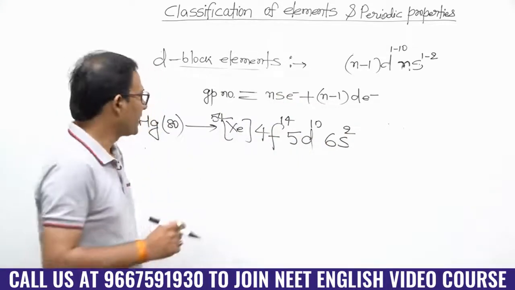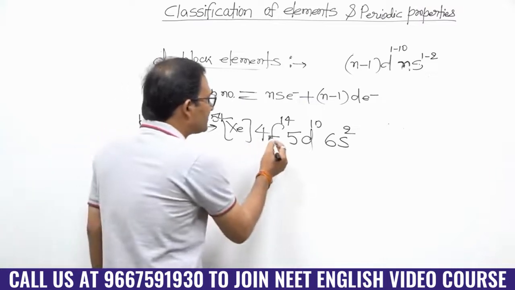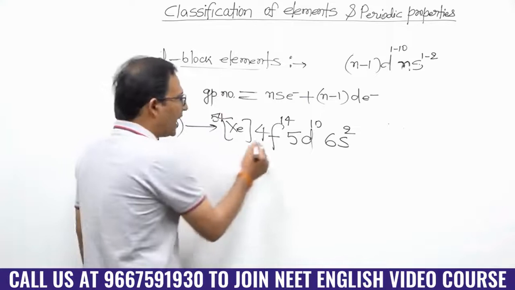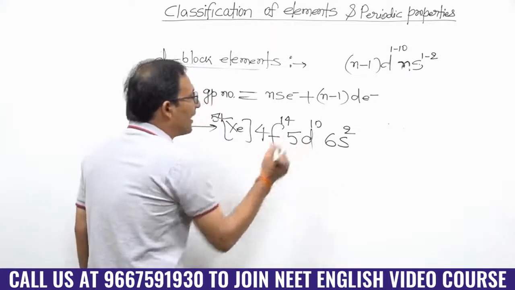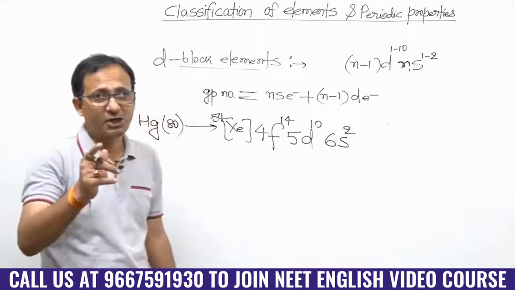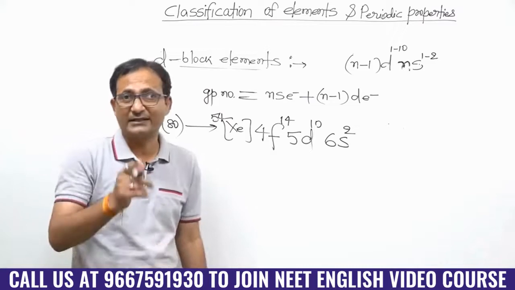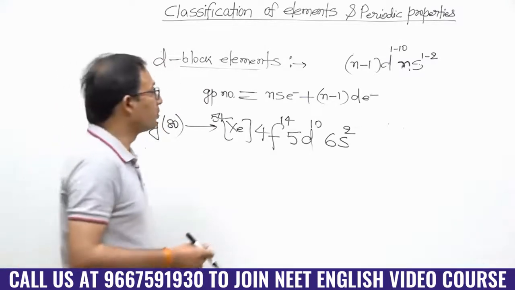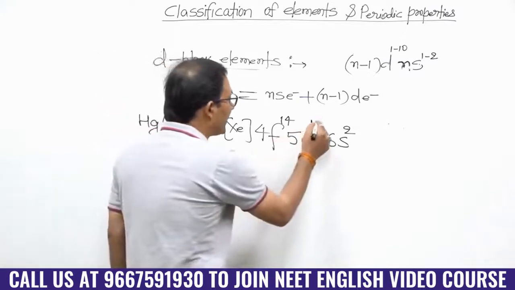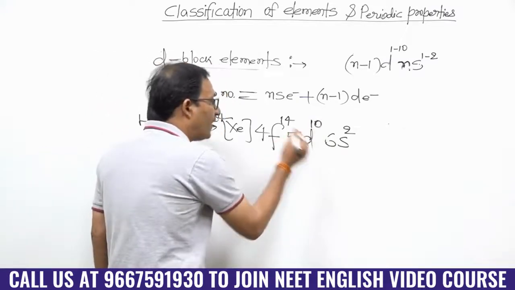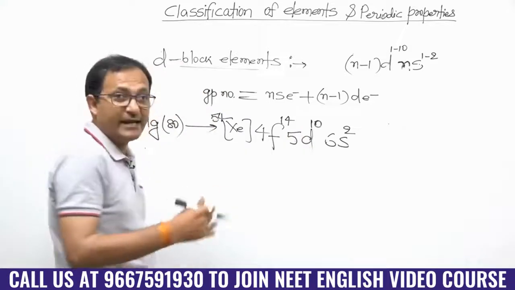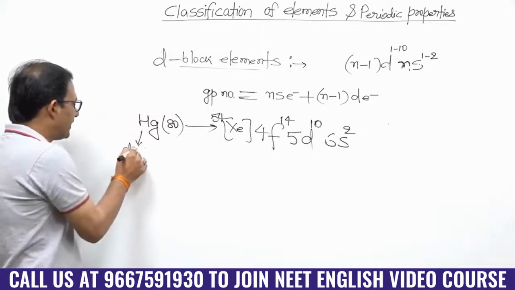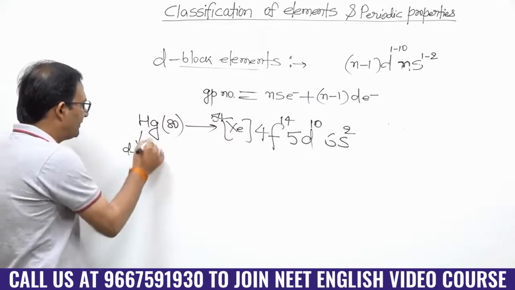Now look, among these 3 subshells, 4f, 5d and 6s, the highest energy is of 5d, and as you know, the last electron remains in that subshell which has the highest energy. So here the last electron is in 5d, that is in d orbital. So mercury is a d block element.